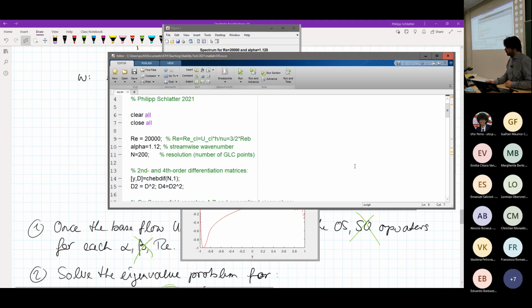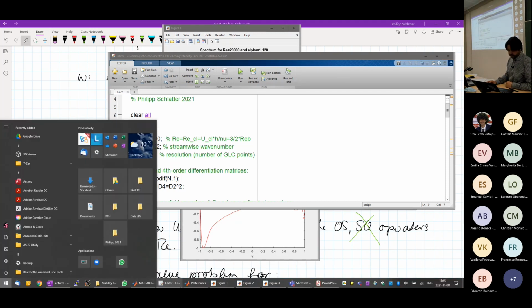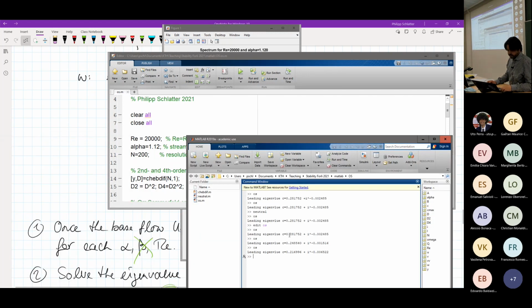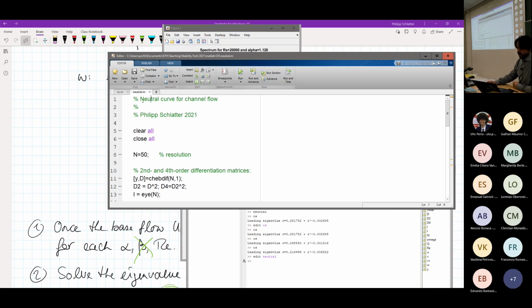And so I'll show you here. And of course, also this I will provide you. What I will calculate is something that is called the neutral curve for channel flow. So that means it's the locus of all the points in a Reynolds alpha diagram which have zero growth rate. So essentially that's where we have the curve with neutral stability. And then I know if I'm on the right side of that curve, I have positive growth rate. If on the left side, I will have negative growth.